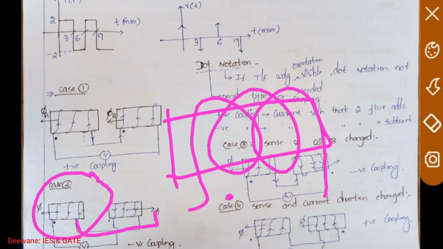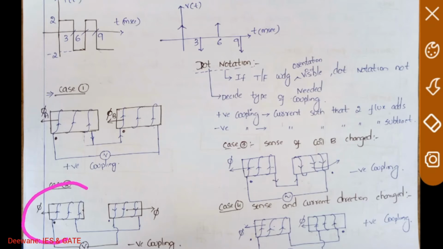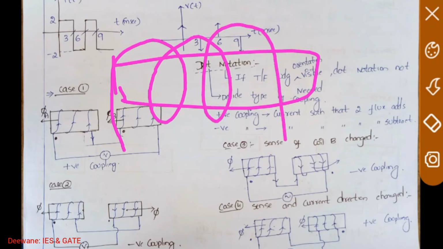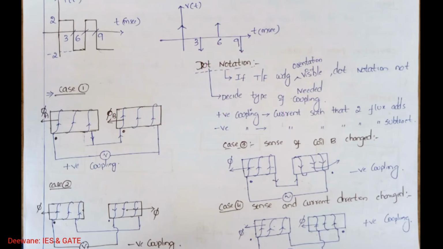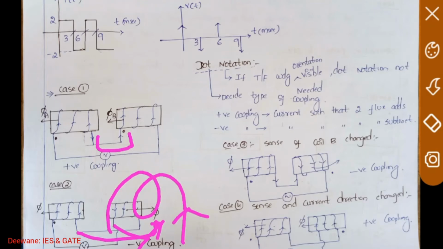So the current flow is now from downwards to upward. See here clearly: the primary orientation and secondary orientation are kept the same. So the primary dot is this, and the secondary dot is also kept at the same place, because the orientation of the winding is kept the same. But in case 1 you connected the secondary like this, and in case 2 you kept the secondary like this. So the current is entering from downwards.